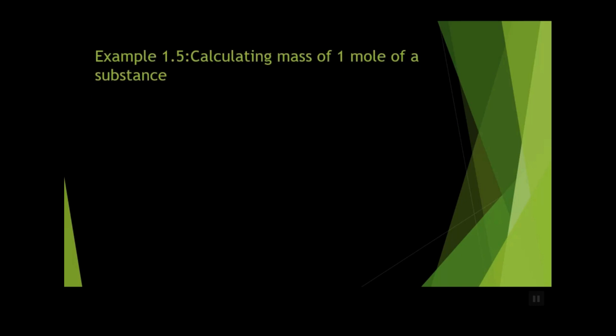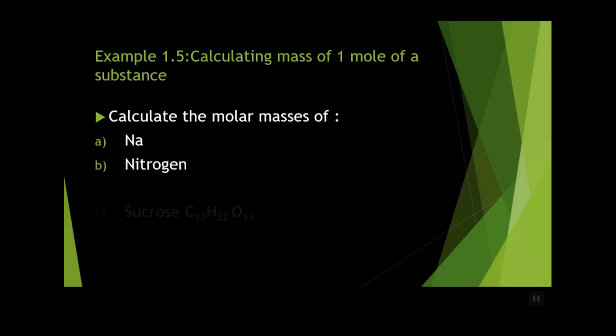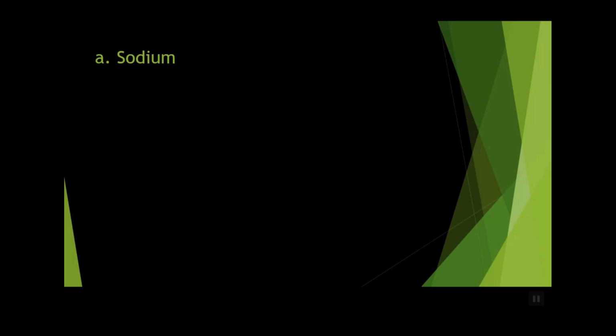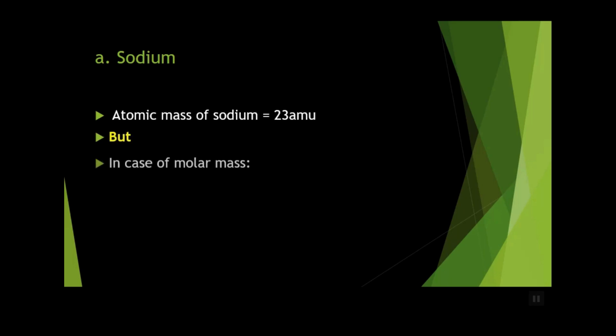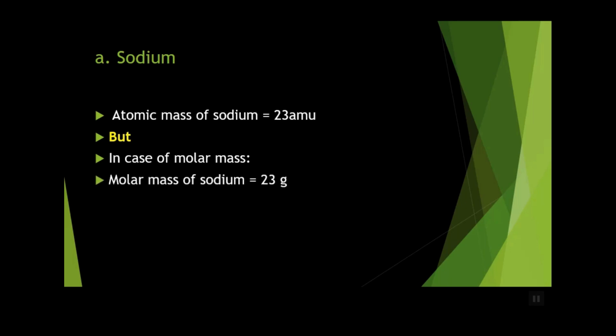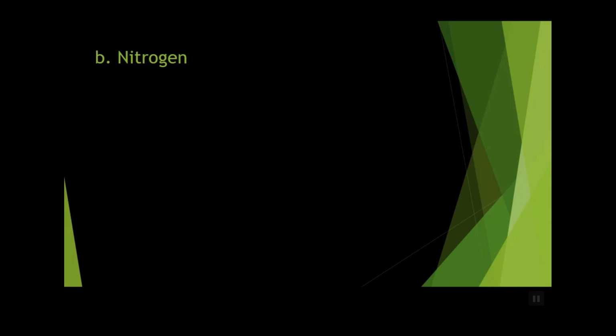Example 1.5, calculating mass of 1 mole of a substance. Calculate the molar masses of sodium, nitrogen and sucrose, C12H22O11. Sodium. Atomic mass of sodium is 23 AMU, but molar mass of sodium is 23 gram. When we consider molar mass, we have 1 mole of a substance. Therefore, mass of 1 mole of sodium is equal to 23 gram.